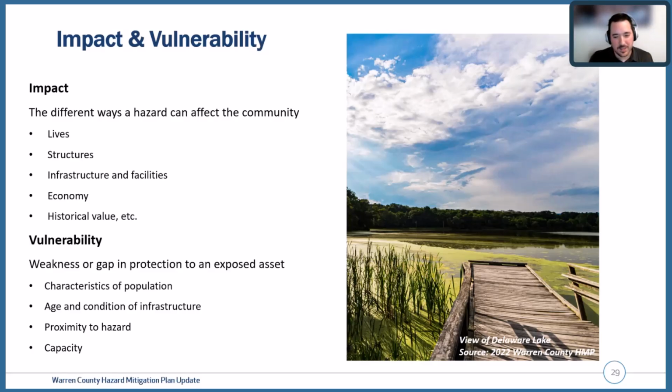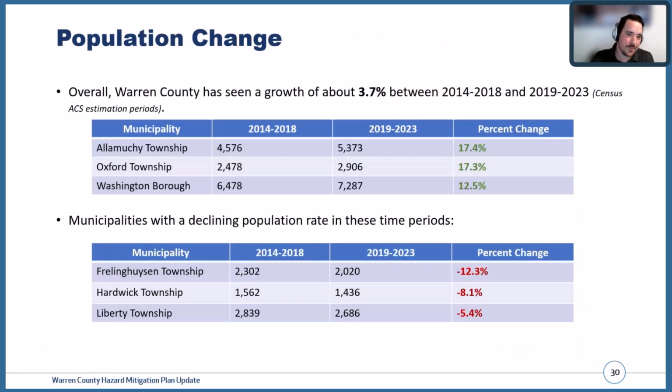These are all things that go into the vulnerability assessment. So here are some of the highlights we've found while doing that portion of this mitigation plan. Overall, Warren County has seen growth of about 3.7% over the past 10 years. This just highlights some of that growth.